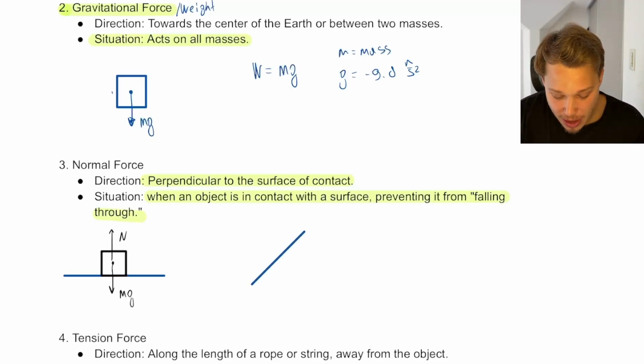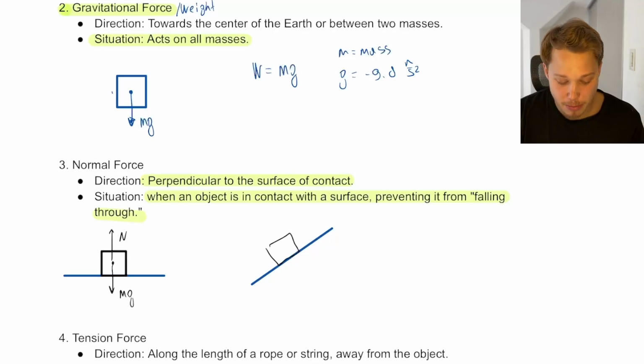However, it's not always going to be exactly upwards. Like let's say if I have a box, on the other hand, on the inclined plane, right? Here, 90 degrees or perpendicular to the surface is going to be in this direction right here. So here the normal force is going to be pointed like this, and the gravitational force is going to be pointed still strictly downwards. Okay.